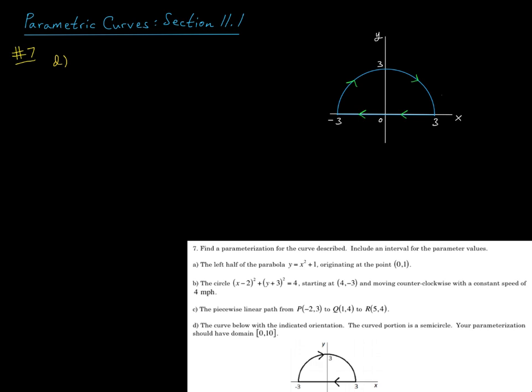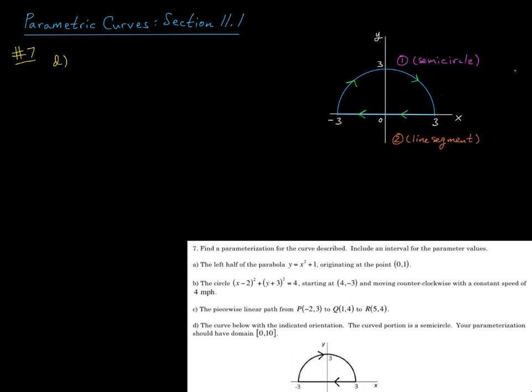Okay, and last up is part D. It says the curve below with the indicated orientation. The curve portion is a semicircle. Your parameterization should have domain from 0 to 10. All right, so I've included the curve up here. So we're going to follow this semicircular path in a clockwise fashion first, and then we're going to follow that with this straight line segment as we move from right to left.